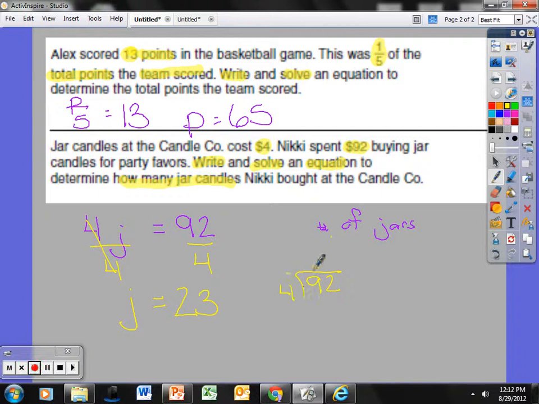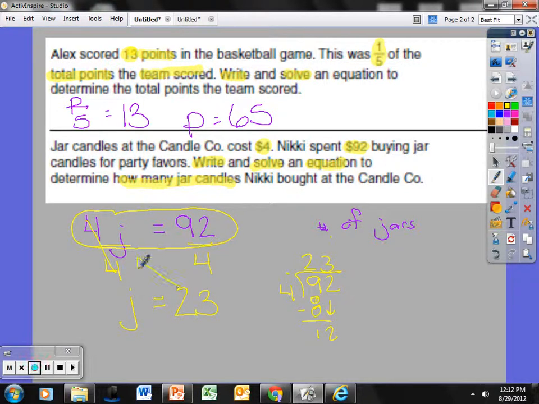This one's easy enough, I could just do it longhand. 4 times what gives me 9? 4 times 2 gives me 8. I subtract, that's a 1. I bring down the 2. 4 times what gives me 12? 4 times 3. So, there we go. My equation that I started with is right here. Here's my answer for J.